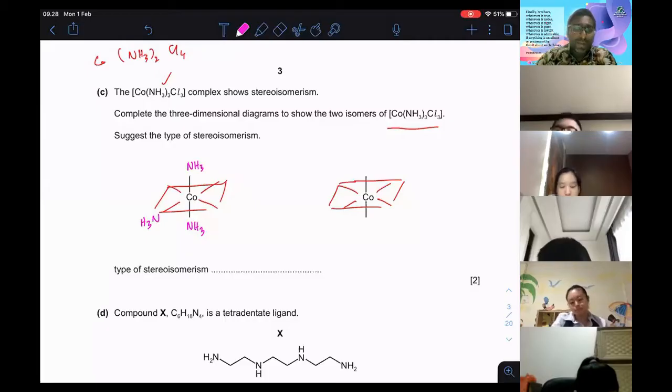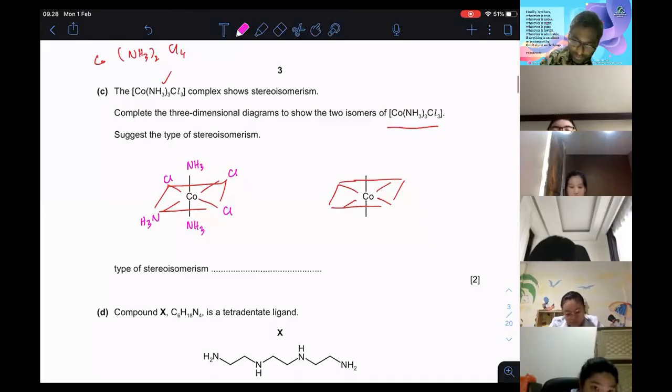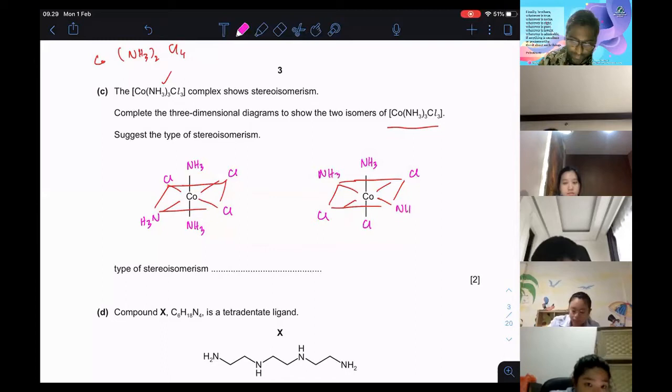Okay, so I will put it here, and then the remaining Cl I'm going to put over here. They are appearing side by side to each other. If I put ammonia here and Cl here, and then one Cl here, another Cl there, and then ammonia here, another ammonia here, you can see what happens here.